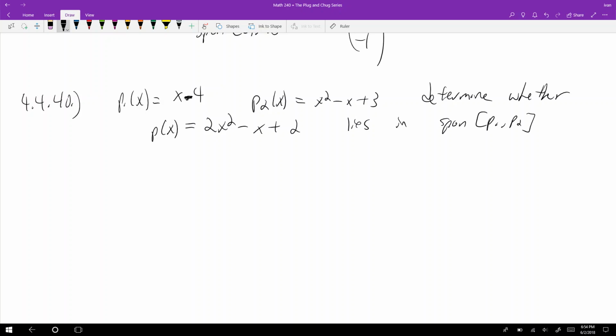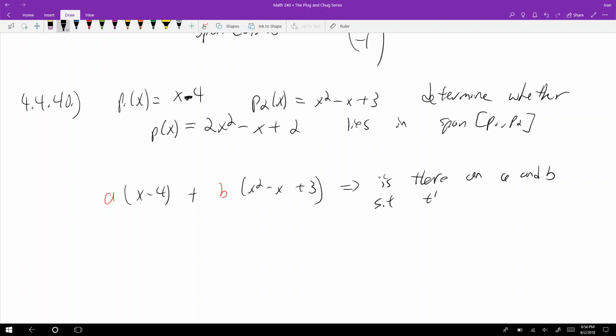Okay, so what does this mean? It just means that if I have a linear combination, a times (x minus 4) plus b times (x squared minus x plus 3), is there an a and b such that this equals 2x squared minus x plus 2, right? And what is this actually? Well, it is a system of equations problem. How do we set this up?